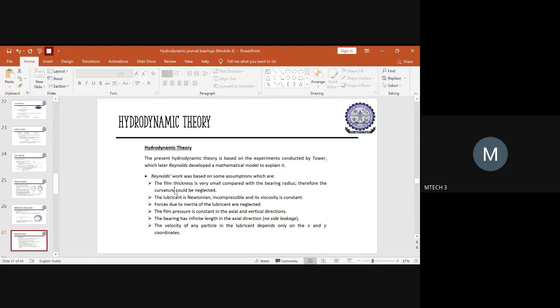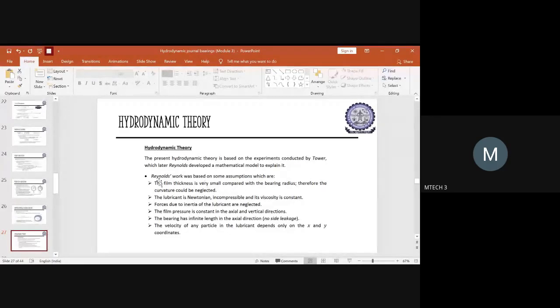It is assumed that the film thickness is very small in comparison to the radius of the bearing. Obviously the film thickness will not be too high in comparison to the radius of the bearing, so that is what has been assumed here. Due to this very small value of thickness, the curvature across the radius of the bearing and the film could be neglected. This was the first assumption followed by Mr. Reynolds.